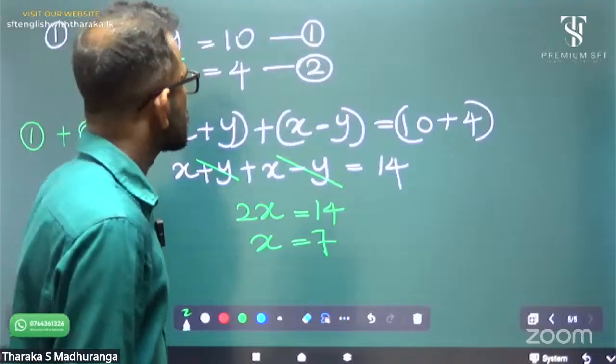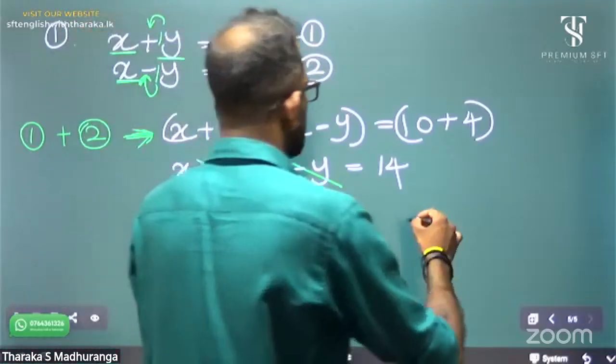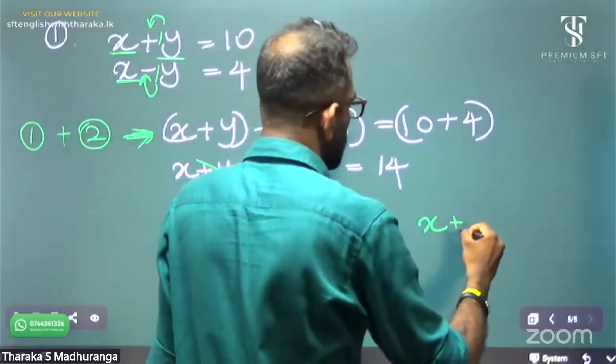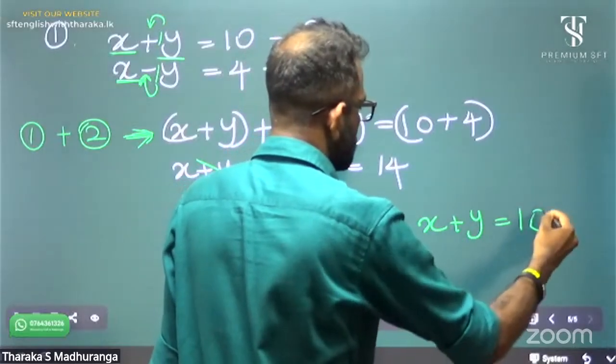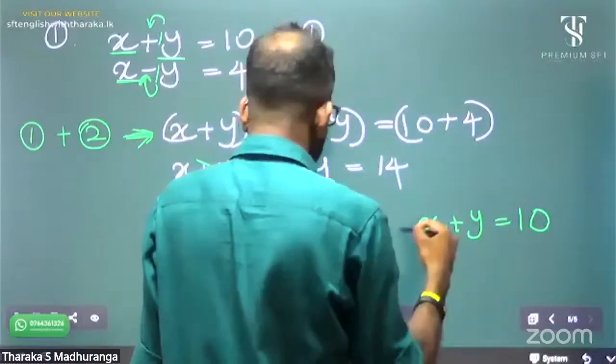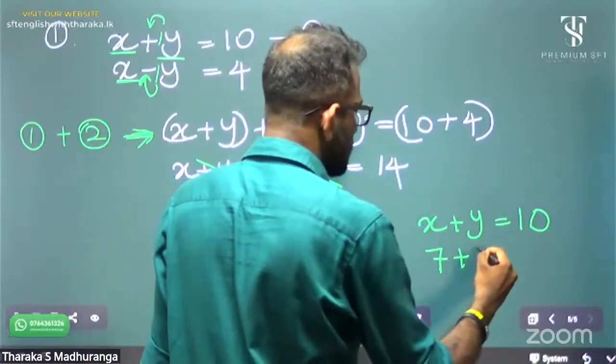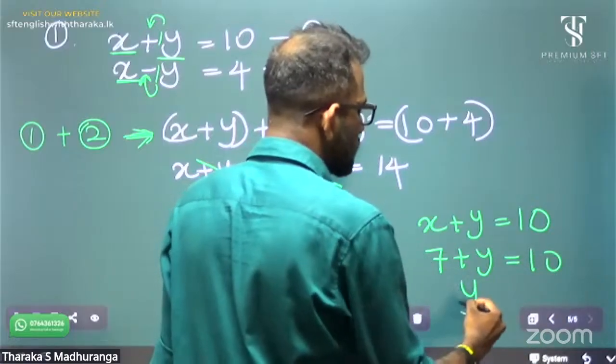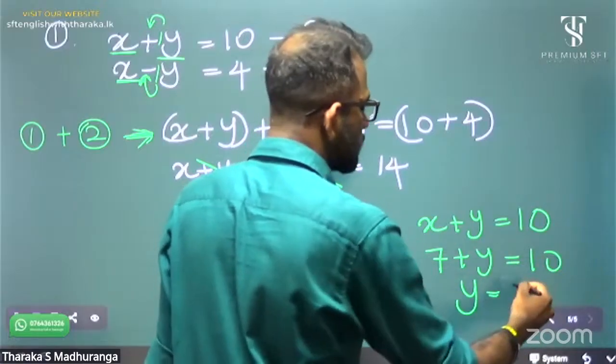Now I am going to substitute in the first equation. x plus y equals 10. Then x is 7, so 7 plus y equals 10. Now y equals 10 minus 7, that is 3. So y equals 3.